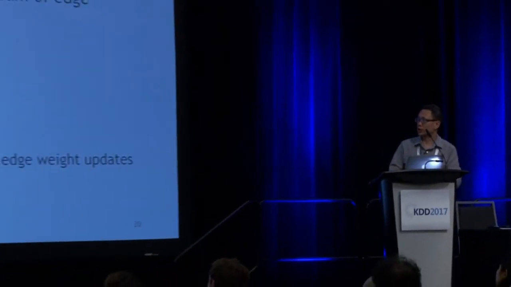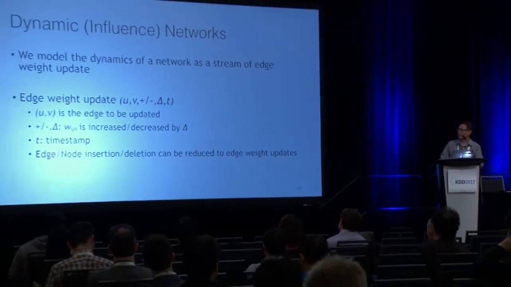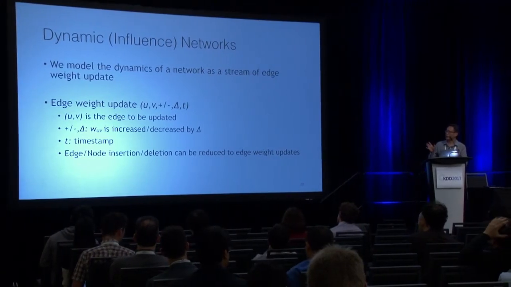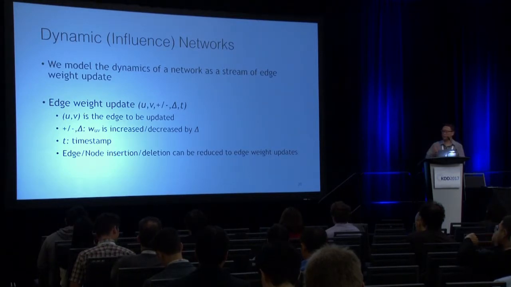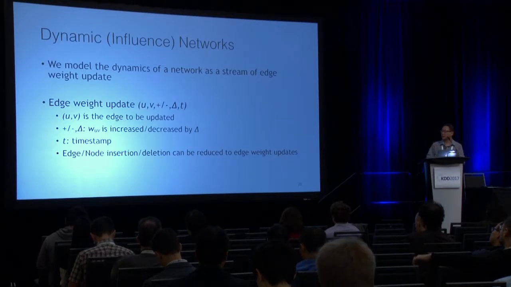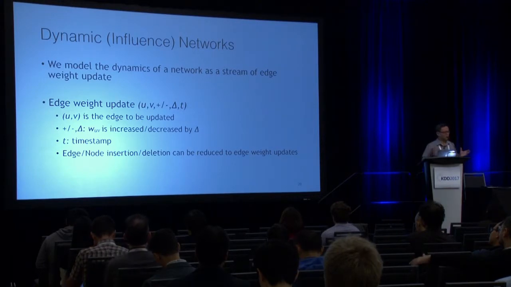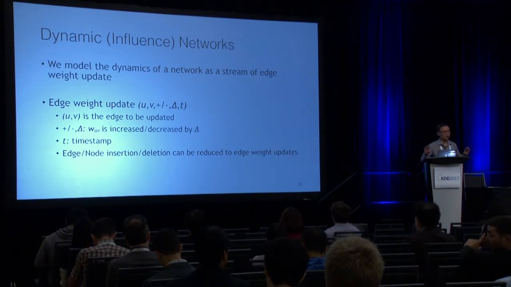So to that extent, the edge weight update can be used to model the change. We can have the edge weight updates (u, v), which is an edge, and we can have a sign to signify whether this is an increase or decrease of weight. And delta is the magnitude of the change, and t is the timestamp. So this is a stream related to the temporal information, but it is not really a traditional time series. Okay.